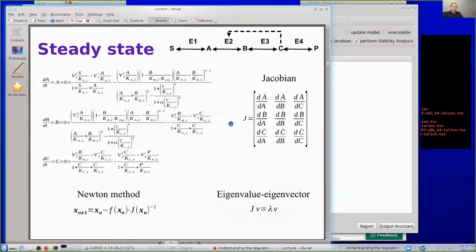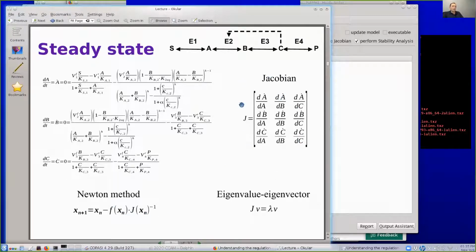And what is the Jacobian matrix? The Jacobian matrix is a matrix that has the first order derivatives of these functions. So in this first element, it's the derivative of this function towards A. The second one is the derivative of this function toward B. The third is the derivative of this function towards C, and on until you get to the last one, which is the derivative of this function towards C. You build this matrix called the Jacobian, and that's what is used there.